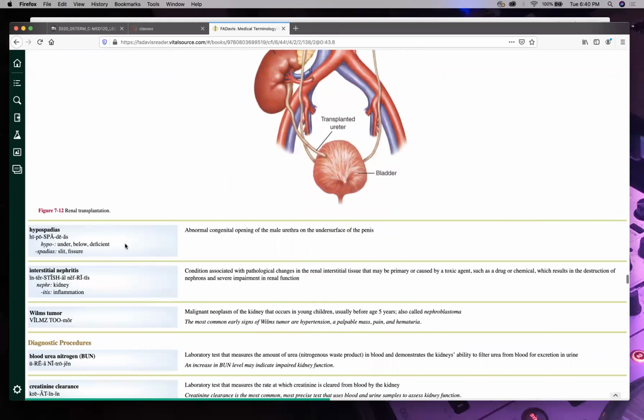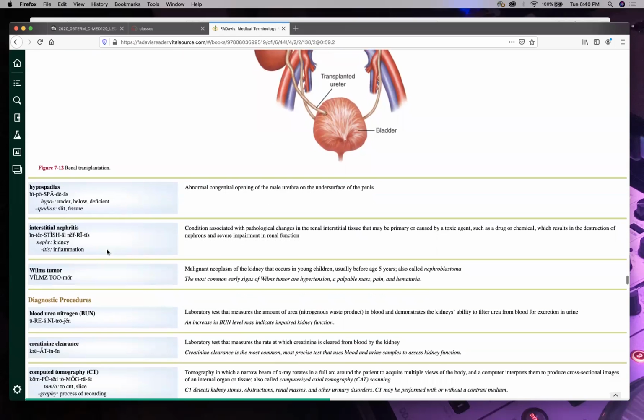Hypospadias is when the external meatus of your penis, which should be at the top, is sometimes on the sides, and that's called hypospadias, and that's easy to repair. My nephew had one.